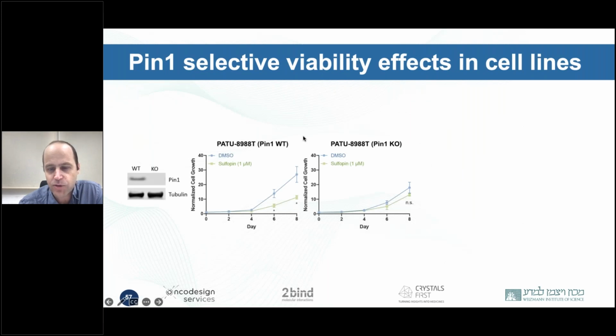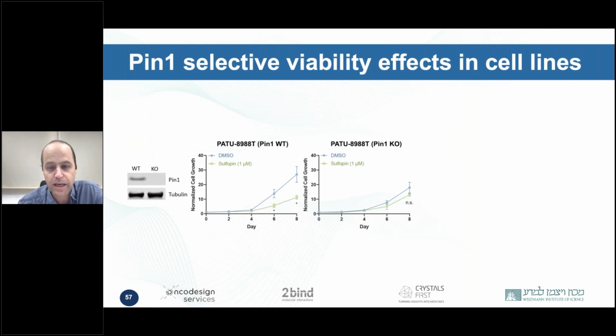But we were interested more in the oncology direction. For that, we made knockout cell lines of pancreatic cancer cell line, PA2. Here you can see the growth effect of sulfopin at 1 micromolar in regular cells. You can see there's a significant growth slowing. The compound actually does not kill the cells.